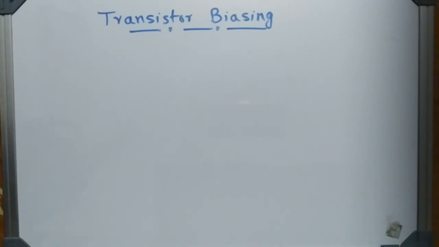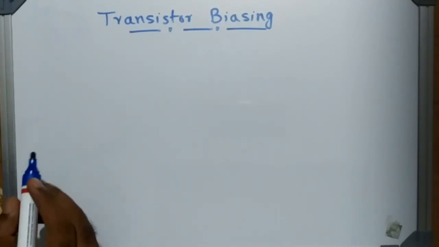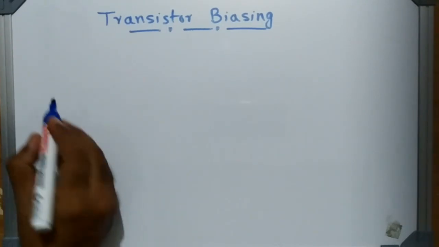The topic is transistor biasing. What do you mean by transistor biasing? The process of applying a DC voltage across the transistor terminals is called transistor biasing.